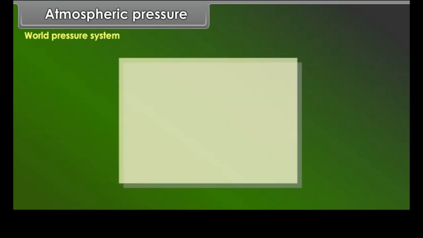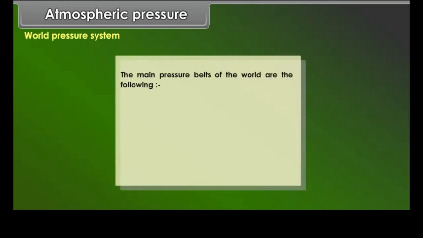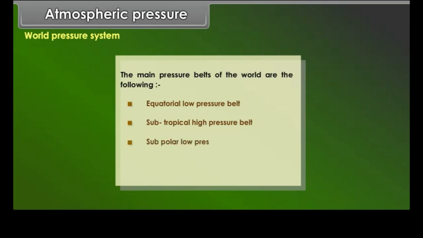World pressure system. The main pressure belts of the world are the following: equatorial low pressure belt, subtropical high pressure belt, subpolar low pressure belt, polar high pressure belt.